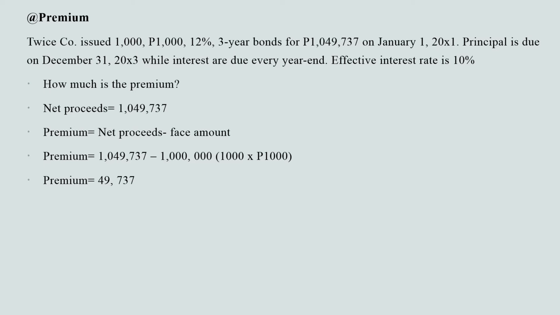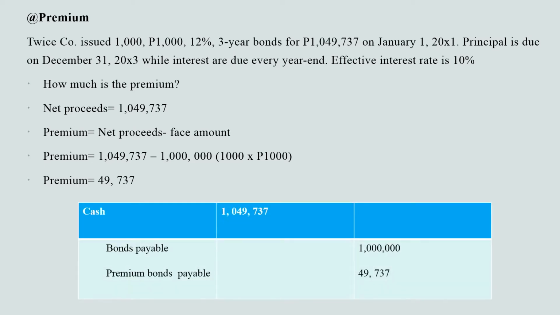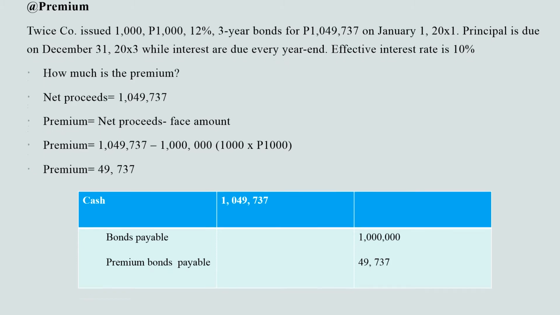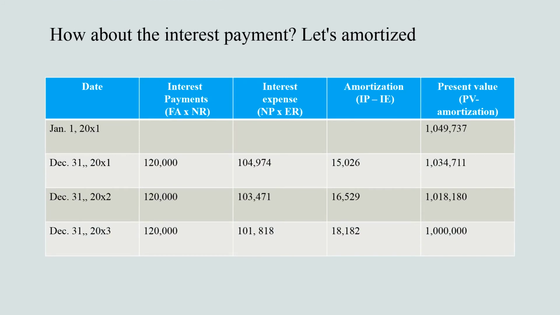So let's amortize. Sa table, meron tayong date, interest payments, interest expense, amortization, and present value. So ang interest payments, kinakompute siya face amount times nominal rate. Sa problem, ang nominal rate natin is 12%, ang effective interest rate natin is 10%. So 1 million times 12% is 120,000. Kaya siya 120,000 every year.